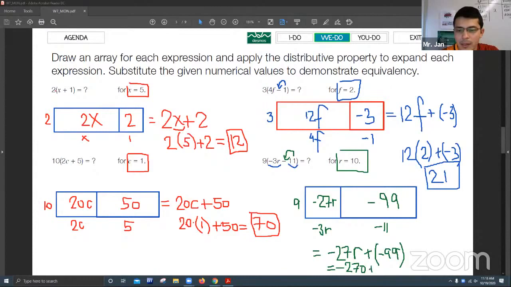-270 plus -99. Now you need to use your calculator. Hold on. A lot of students are typing now. Let me see. It's -270. Really? No, it's not -270. I have -72 also. -270 plus -99. Now two students got it. Yes, it is -369.